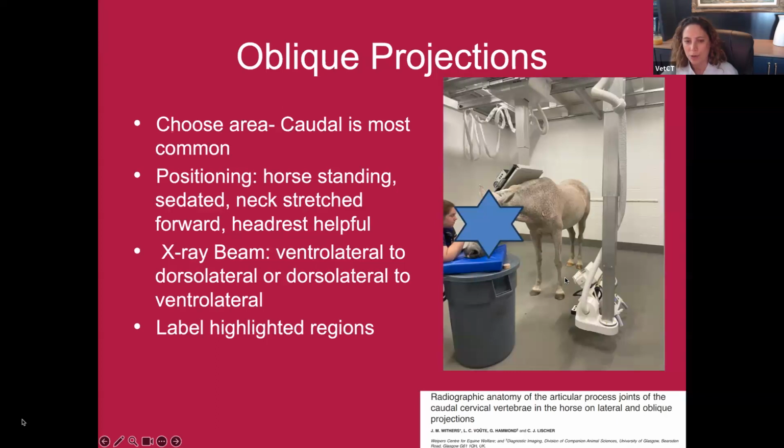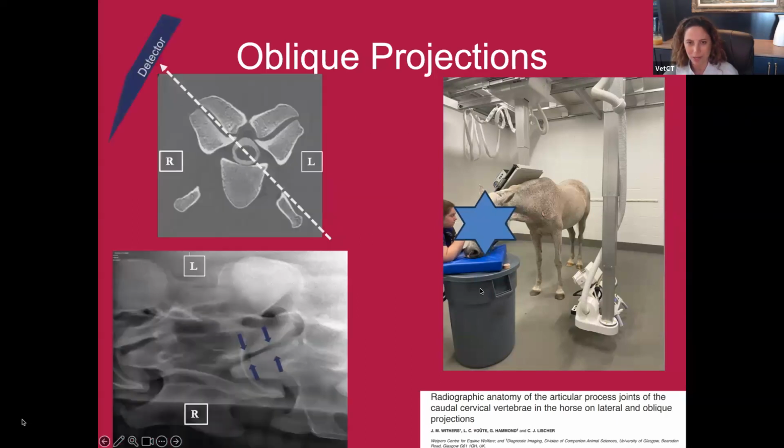And you can shoot it either way, dorsolateral to ventrolateral, or like here, ventrolateral to dorsolateral. And I prefer this way. It just tends to work out better in our room. And this is shown with an overhead standing system, but it can certainly be done with a portable unit. Then you want to label the highlighted regions on your radiograph, which is also sort of something to wrap your head around. I know that is a challenge to me every time.